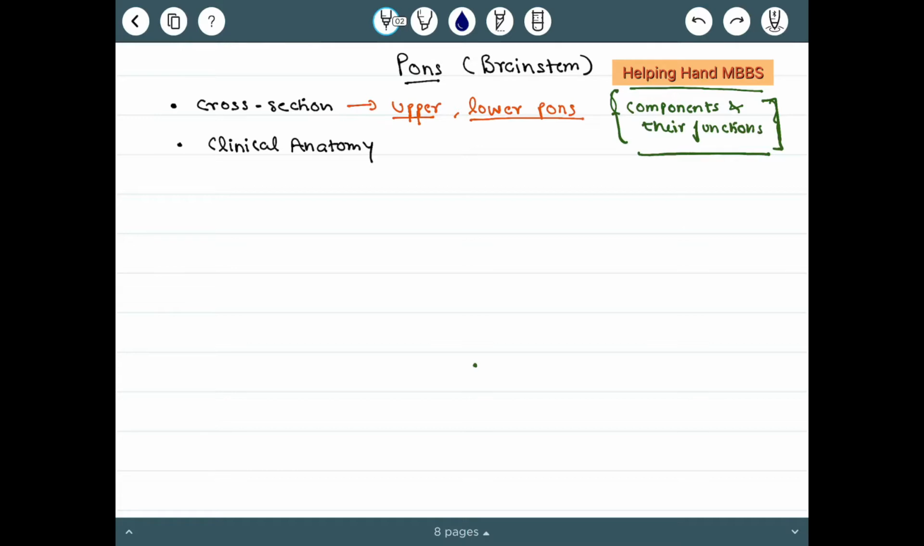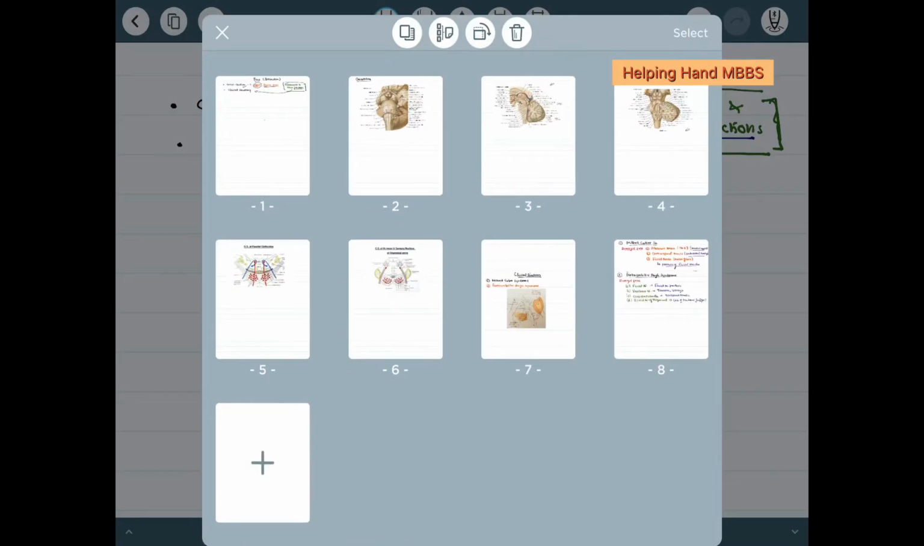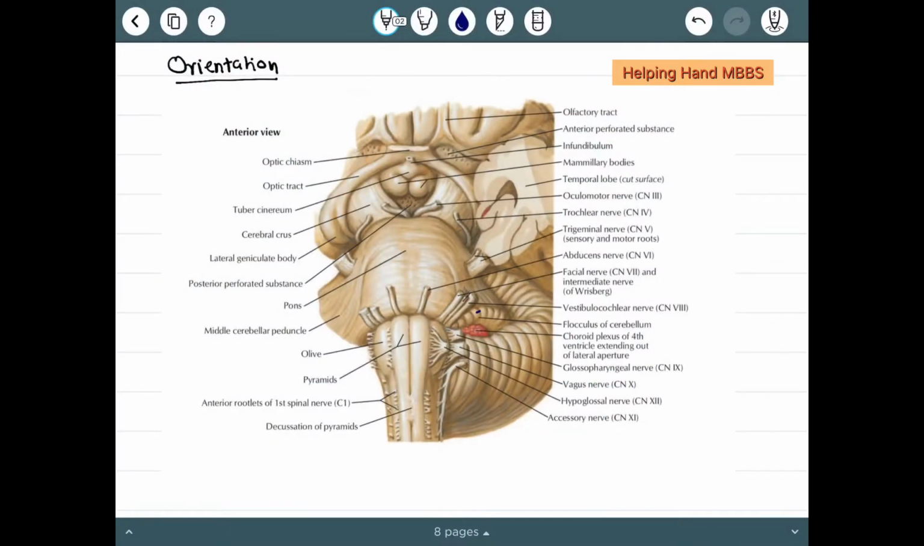In this video, we will study the cross sections of the upper pons and the lower pons, and we will study the important components in these cross sections so that we can learn their functions and correlate the clinical anatomy. This will be our motive of this video. So let us start with a little orientation of pons.